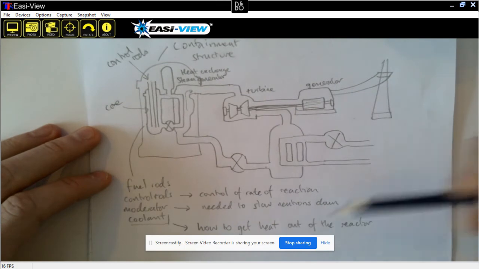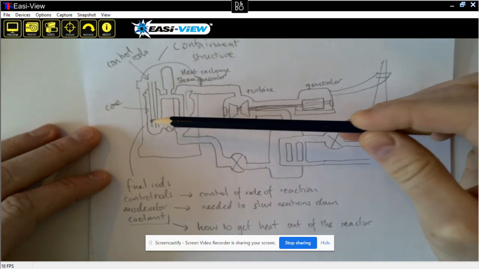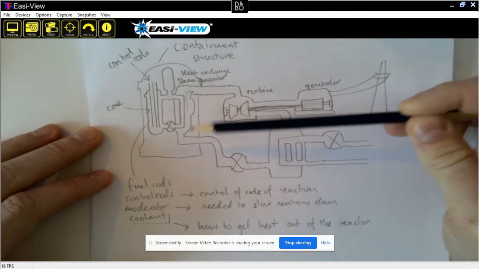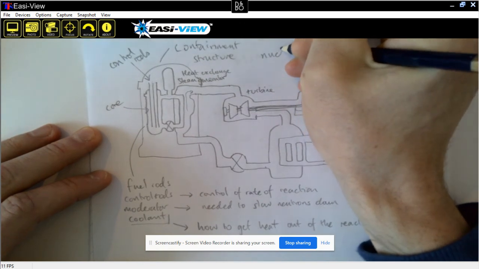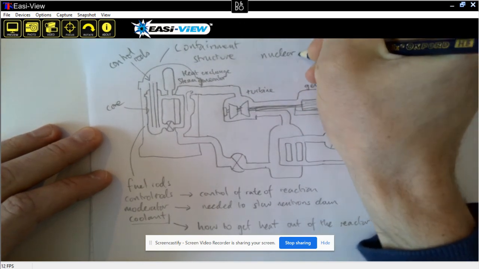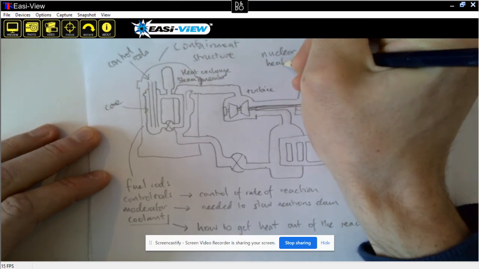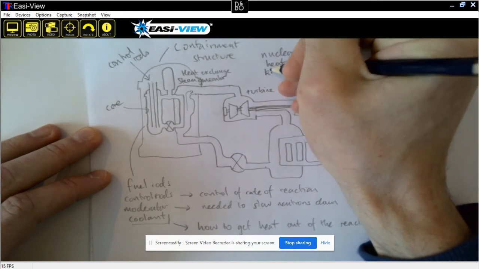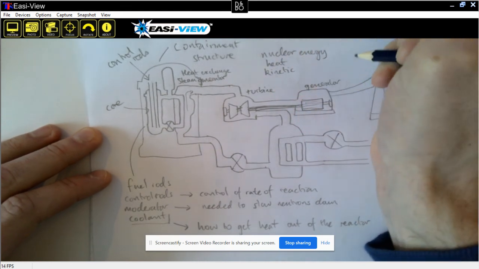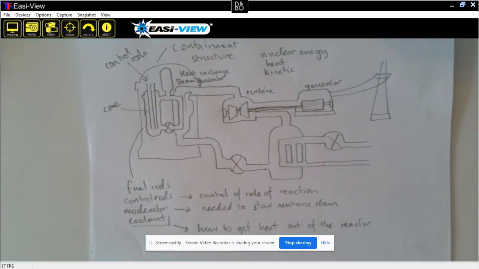Now, lots of this may seem fairly complex, but really you just need to understand about the control rods, about the moderator, about the coolant. The idea is that we're using nuclear energy as a store to then release heat energy, which we then convert into kinetic energy in the turbine, and then that kinetic energy drives the generator, and that generator allows the generation of electricity.